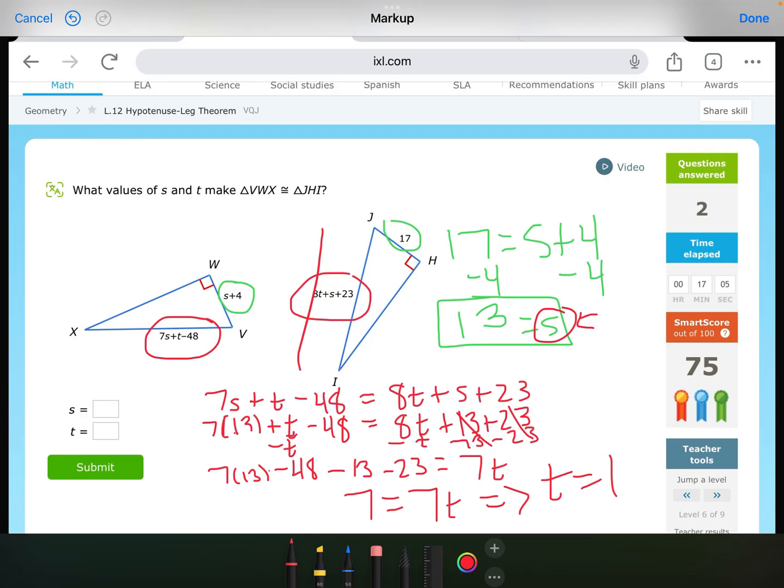Short side goes with the short side, they need to be the same. Longer side goes with the longer side, needs to be the same. How do I know that? Because they're saying, hey, how would you make the triangles congruent? Well, if I want them to be congruent, their sides have to be the same, right? So basically setting up some equations and solving.